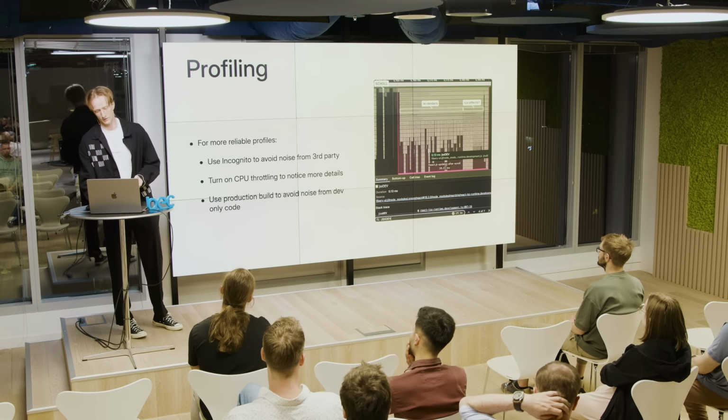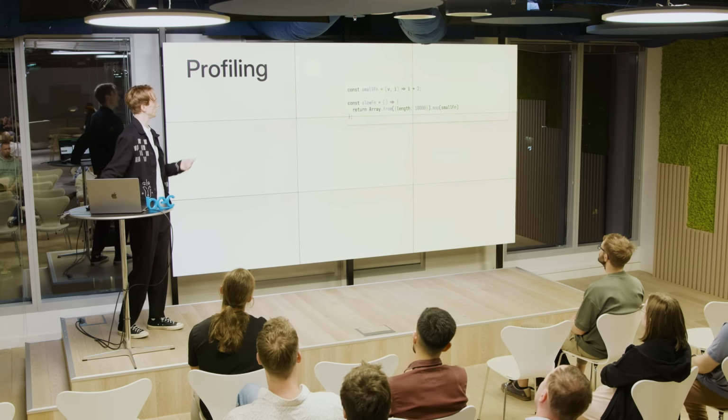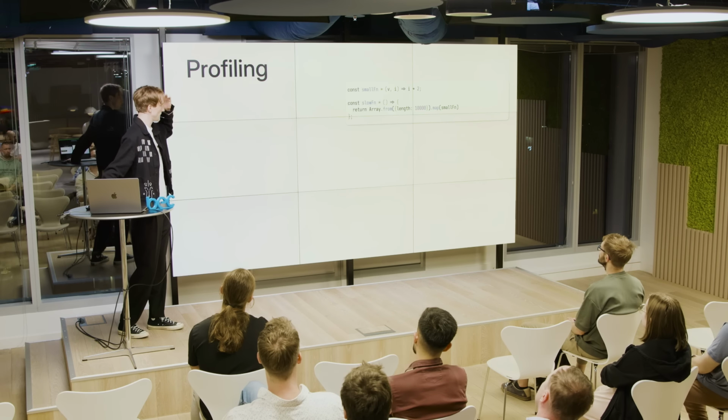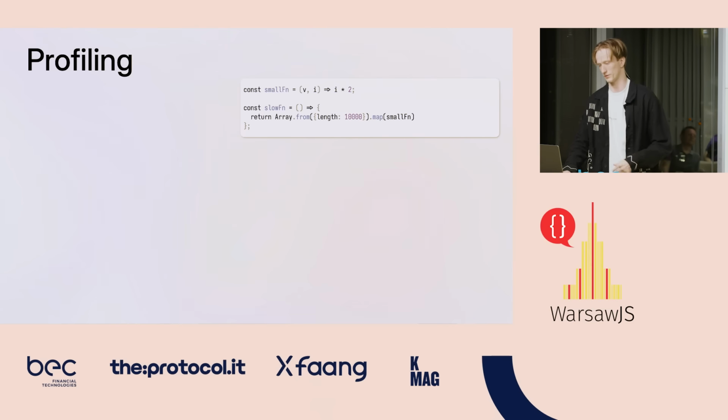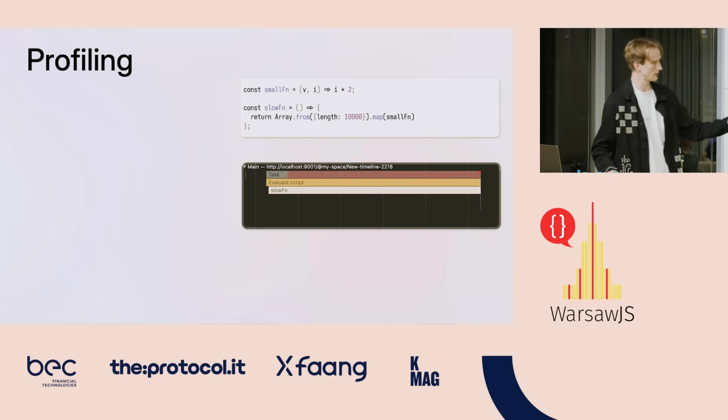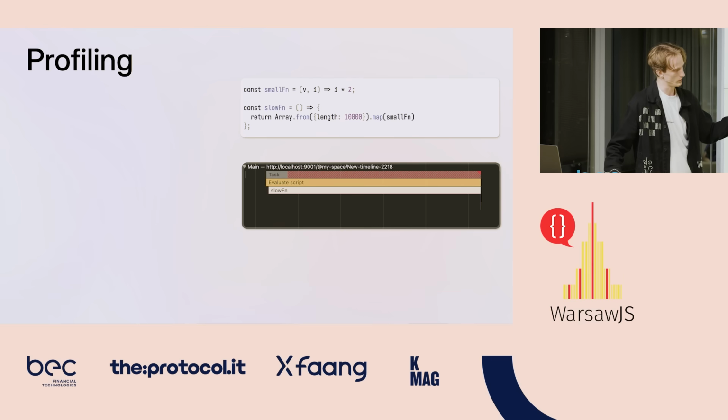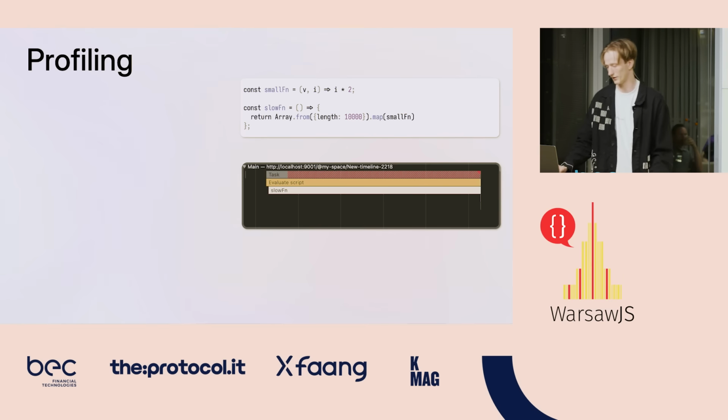But there is one more caveat. Let's take a look at these two functions: a slow function, and a small one called in a loop 10,000 times. Let's try to profile it. And this is how it looks. As you can see, we definitely see the slow function, but there are no signs of the small one. Do they even get called, or what is happening here?